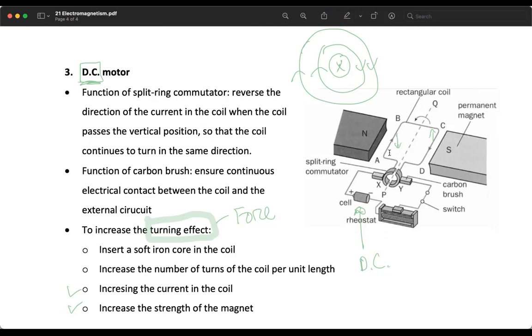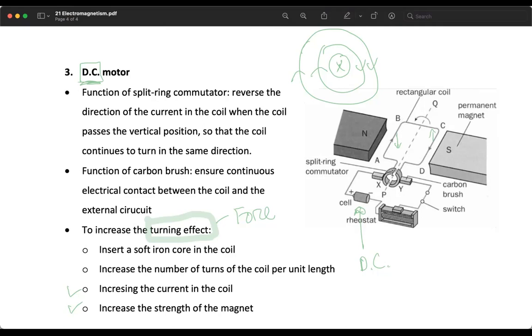this coil must be connected to this thing called a split ring. Okay, there's no current going through this. So when the coil is at the left side, the left half of this circuit, the current will always be from A to B. So when CD turns over to the left side, you'll be touching the X. You'll always be from A to B. Understand so far?